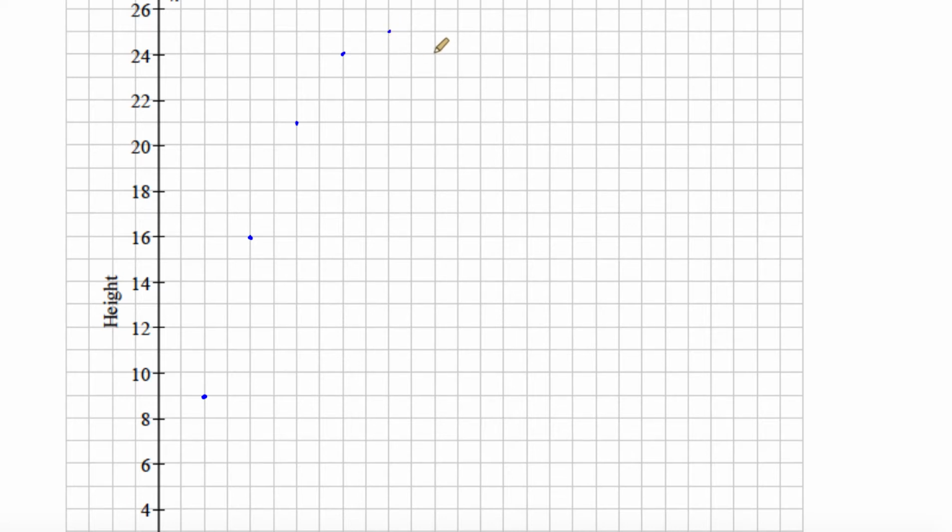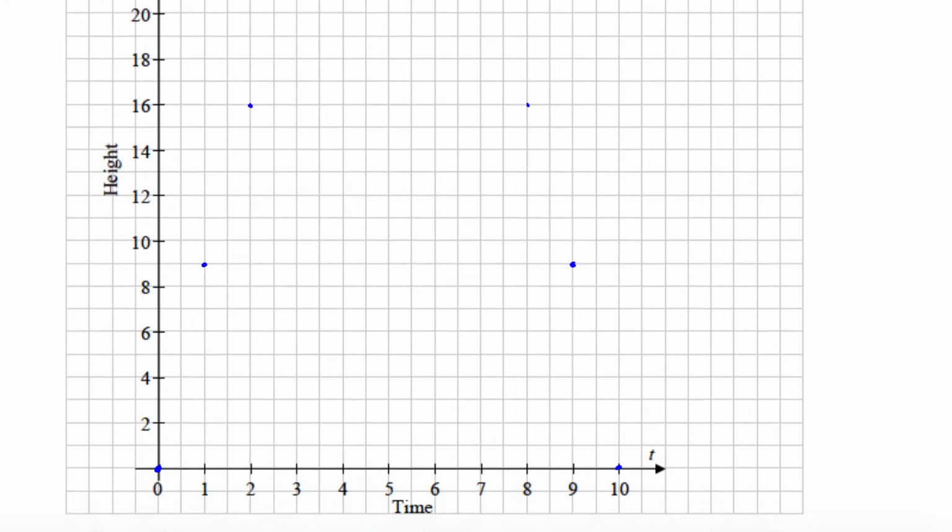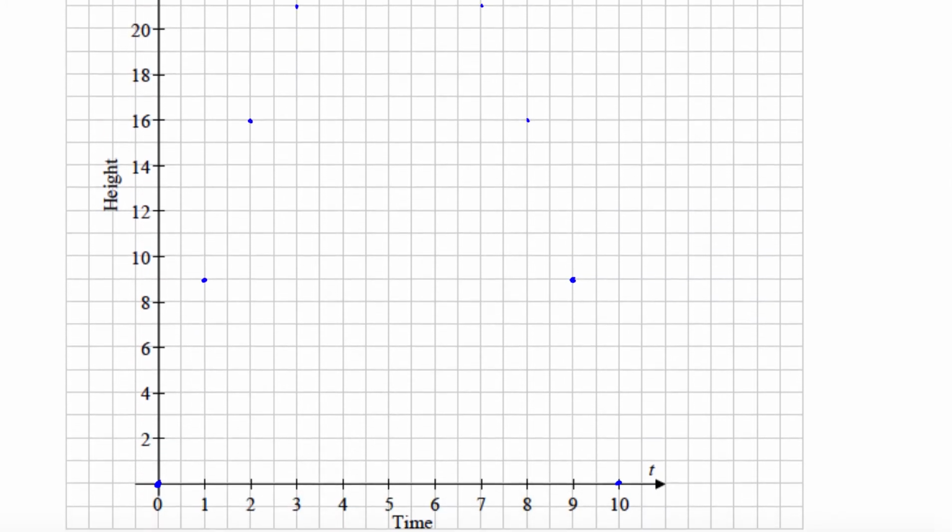And then 6, 24 going back down. 7, 21. 8, 16. And 9, 9. And finally 10, 0. So back down to here. So you can see there that it's formed this parabola shape or parabolic shape, which we're going to now draw as smoothly as we can.